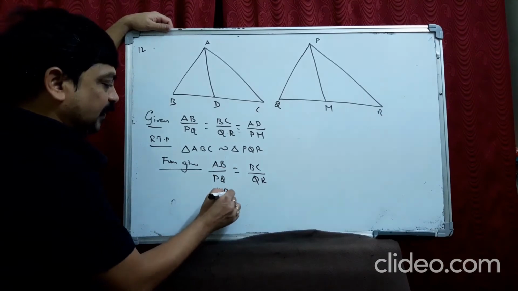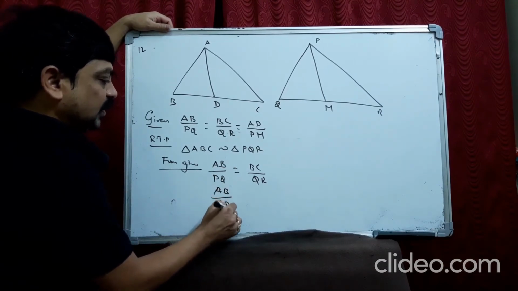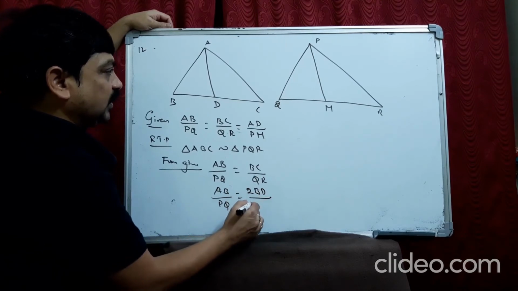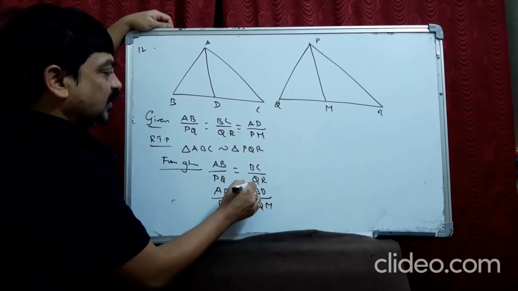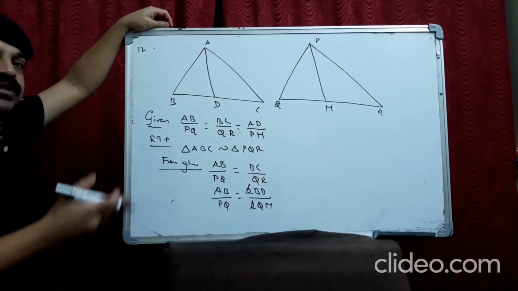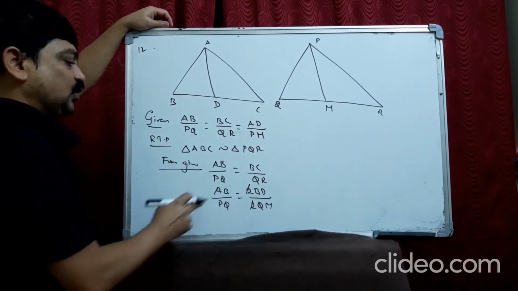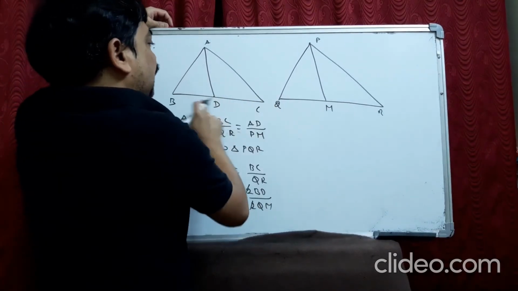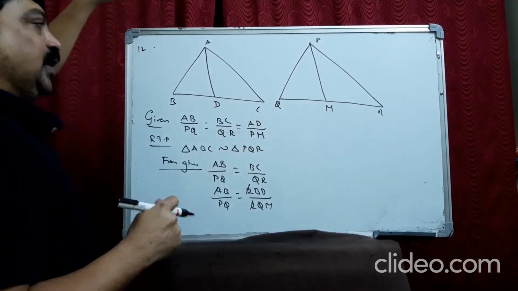Now AB by PQ; for BC can I write 2BD, and for QR can I write 2QM. Why? Because this is the midpoint, since it is given that AD is a median. So AB by PQ is equal to BD by QM.